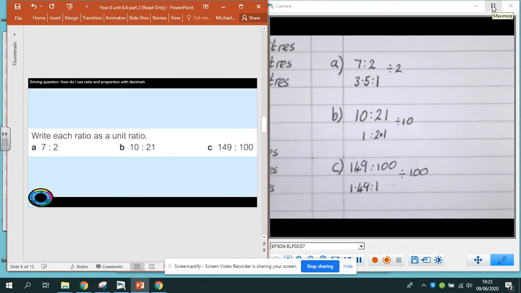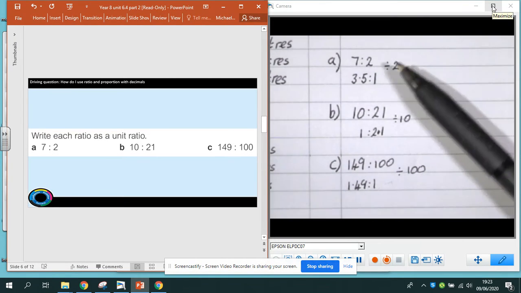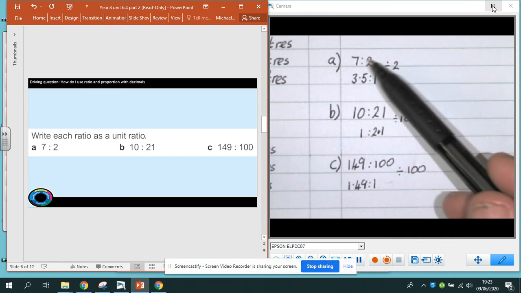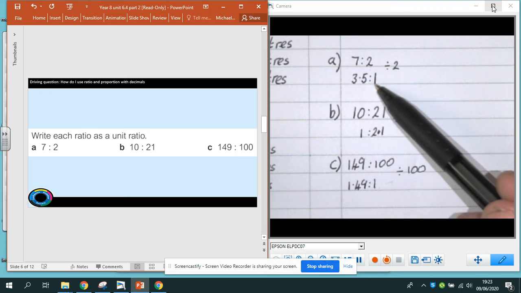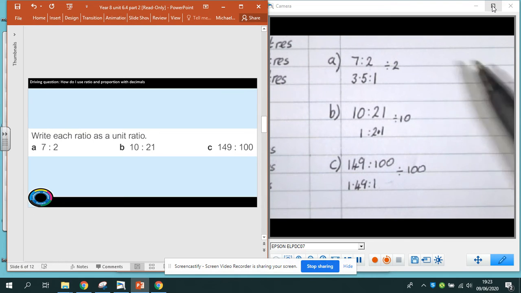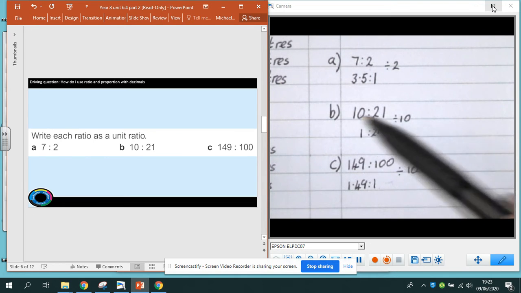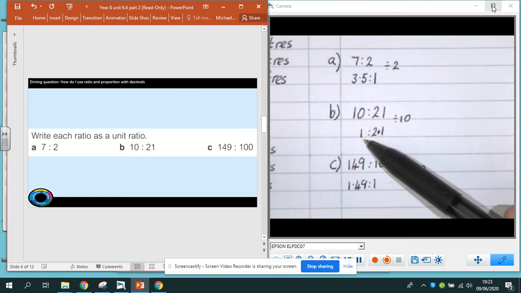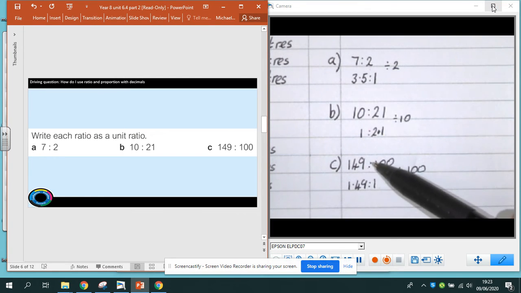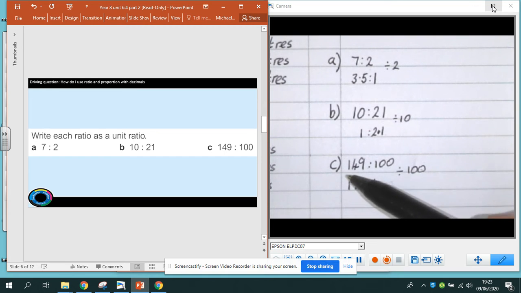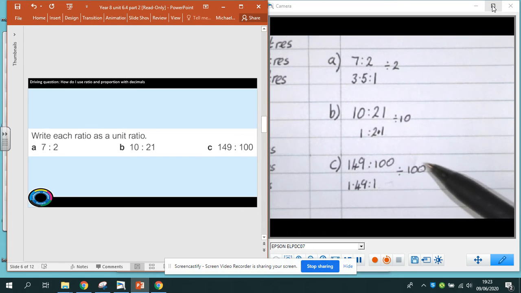So, first one, 7 to 2. I'm dividing both the numbers by 2, so by the smallest number, which gives me 3.5 to 1. 10 to 21, I'm dividing by 10, so that will give me 1 to 2.1. 49 to 100, divided by 100 gives me 1.49 to 1. All these are unit ratios, so relatively easy to do.